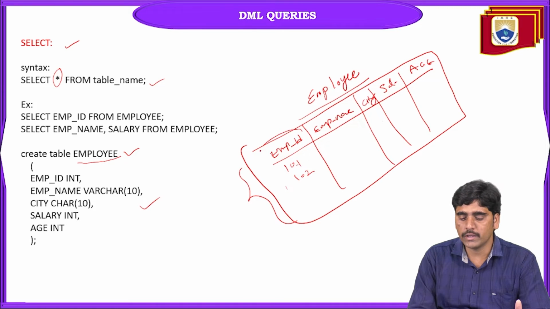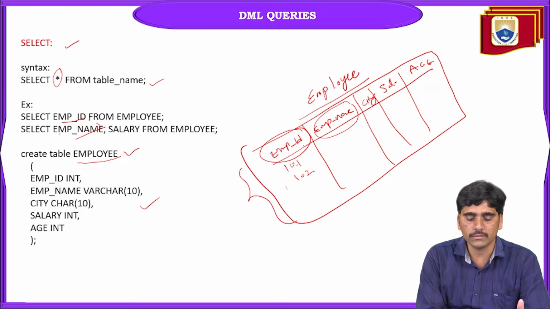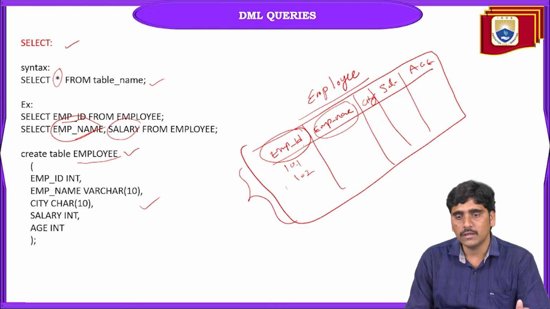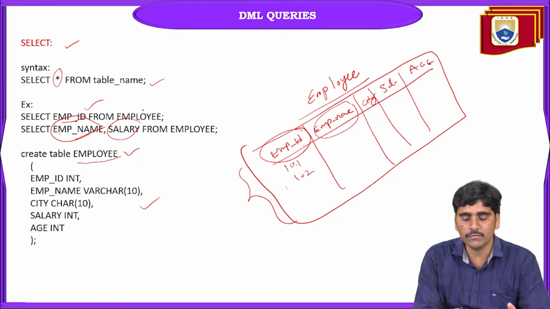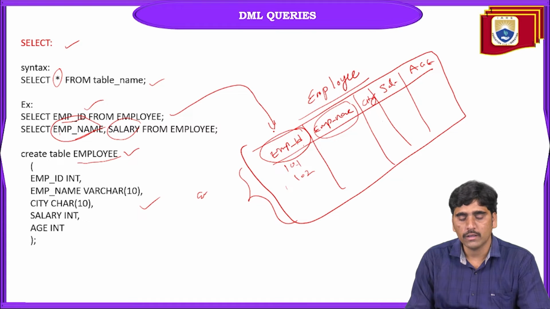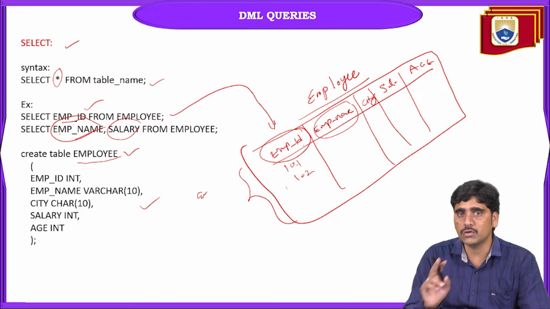Suppose I just want to display employee ID or employee name. I have to enter only these 2 fields. Select employee ID, employee name from employee, or else you can take select employee name, salary. You can take any of the columns. You have to mention the columns you want to display. So select employee ID from employee, and all the employee IDs will be displayed for this command.